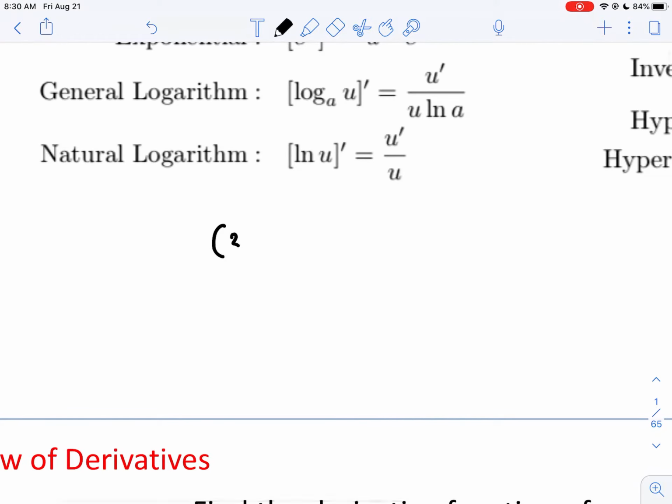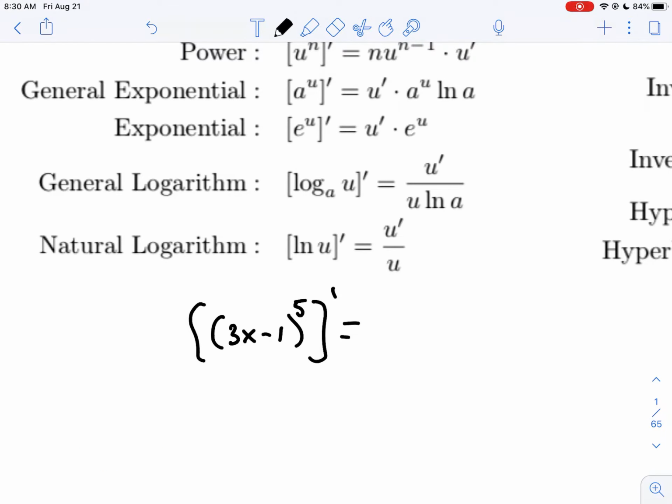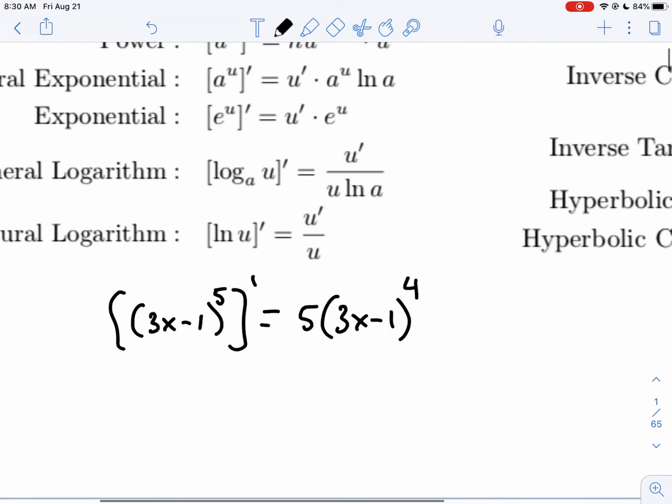If you have, say, 3x minus 1 to the fifth, and I say, hey, do the derivative of that. This 5 will drop down as a coefficient. The 3x minus 1 repeats. The new power drops to 4. But then the chain rule part is here. Multiply by the derivative of whatever is inside these parentheses, which in this case will be the derivative of 3x is 3, and then minus, and the derivative of 1 is 0, so that just goes away. So just times it by 3.